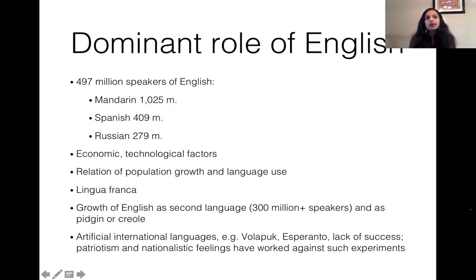So English has quite a dominant role in the world. If you look at the number of speakers, for example, there are 497 million speakers of English. But if you look at Mandarin, for example, there are 1,025 million speakers of Mandarin, but they're all located in one area of the world. But when you talk about the 497 million speakers of English, they're scattered all across the globe. So there are a lot of different factors for the dominant role of English. We're going to talk about economic and technological factors. We're going to talk about how English became the lingua franca of the world. And how there are a lot of artificial international languages as well that helped the growth of English, because they did not take off. And a lot of these languages have English as a base language.